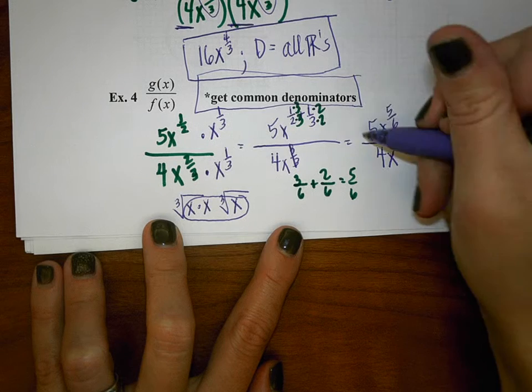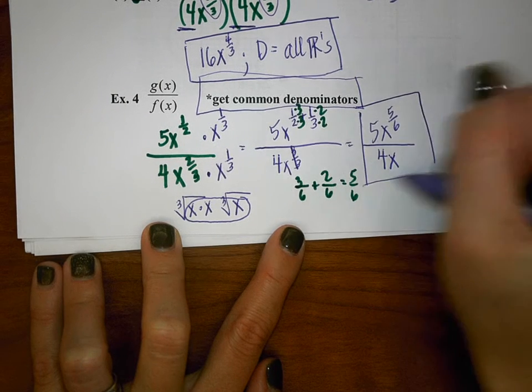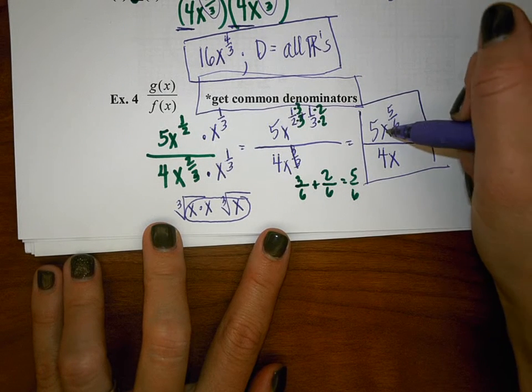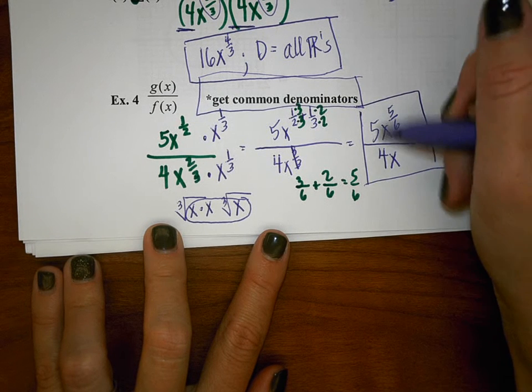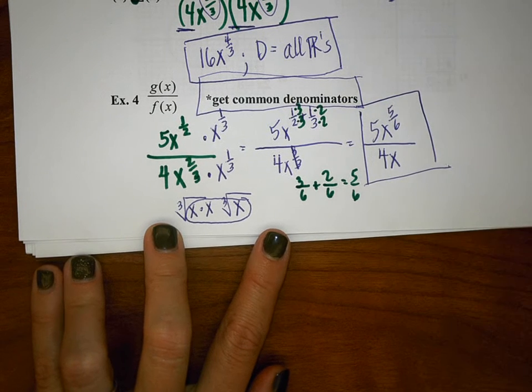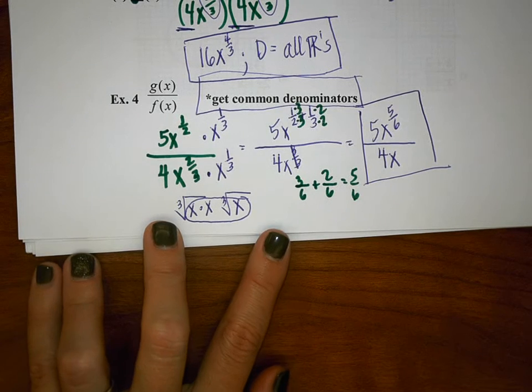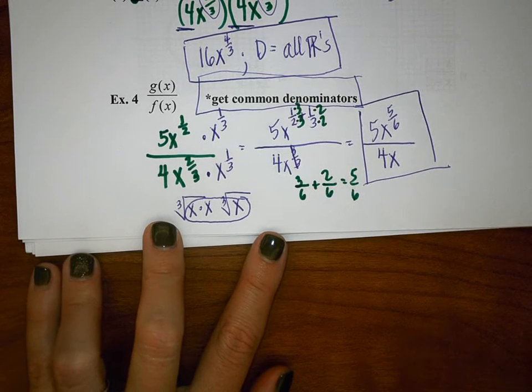And that is my answer. And I can't reduce this because this really represents the 6th root of x to the 5th. So this is in a root, and this is not in a root. So I cannot reduce them. And then what else do I need to state?